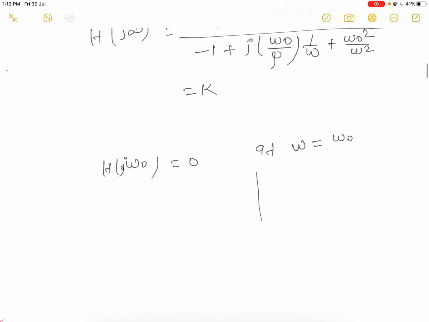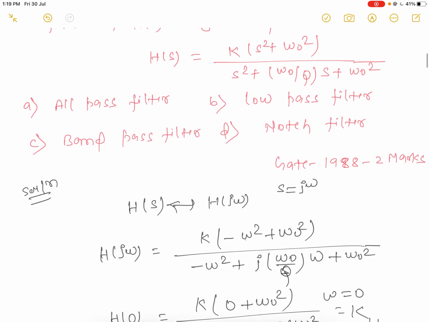Means your frequency domain spectrum will be not pass at the point omega naught, otherwise it will be pass. It looks like a notch. Okay, at a particular point your signal will be not pass, otherwise it will be pass. So this one is the notch filter.